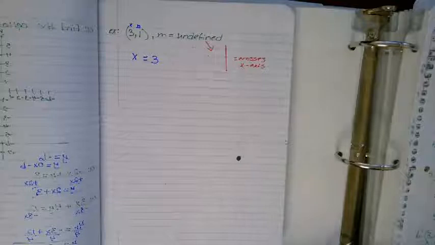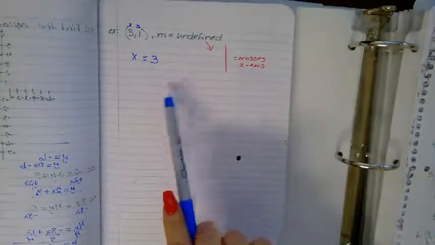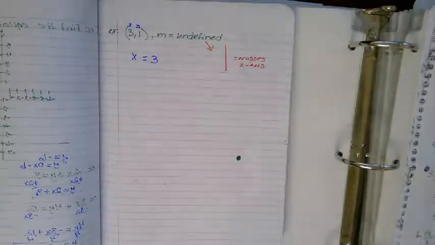That makes sense? You're going to see a couple where it's going to tell you undefined. It's just going to be just like that. You're just going to have your x equals whatever your x is in that ordered pair.